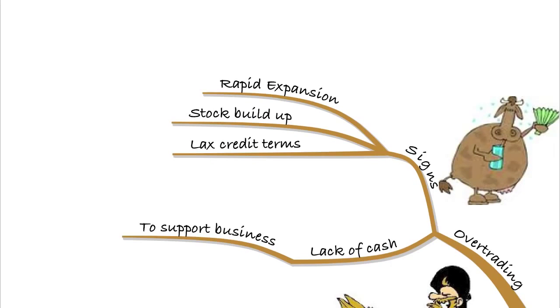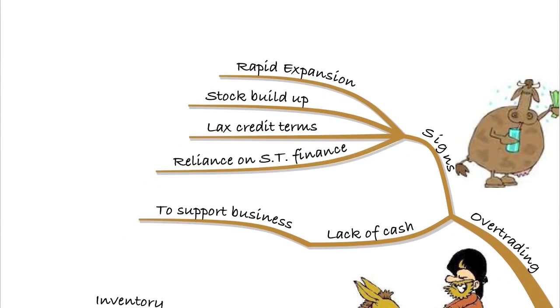Lax credit terms. Having lax credit terms means that you're giving maybe too much time for your customers to pay you, or you're maybe paying your suppliers too quickly, and that means you're burning up cash again, and you'll eventually run out of cash. You're overtrading.